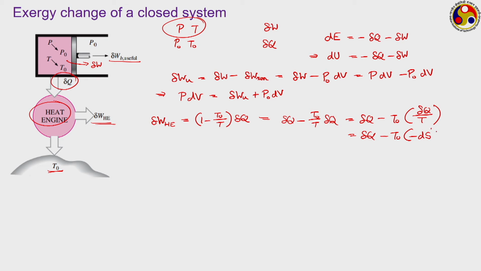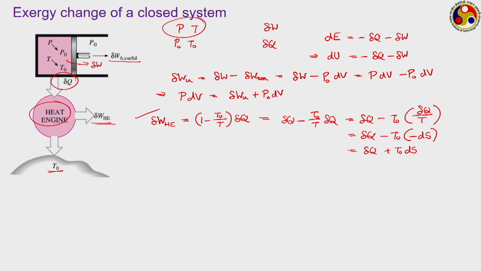minus ds. Here this minus sign comes in because while del q we are taking to be positive because we are writing this expression in terms of the heat engine, but actually the system is losing heat. So, del q is negative for the system, and that is why this minus ds is coming into the picture, that is del q plus T naught ds.